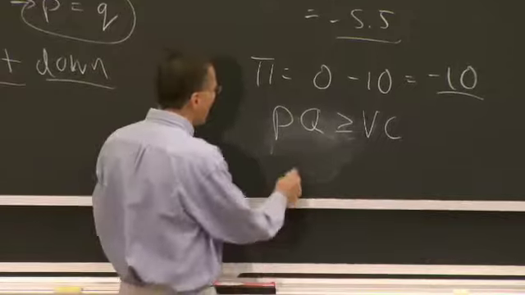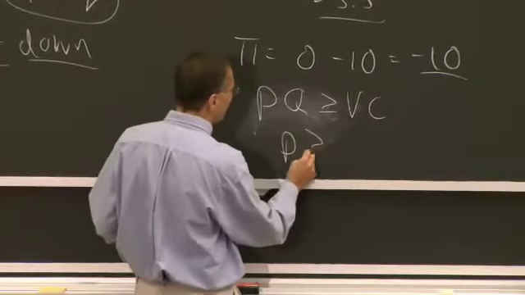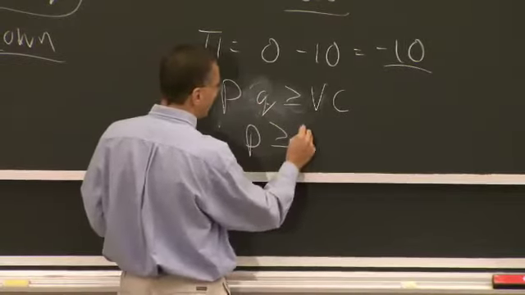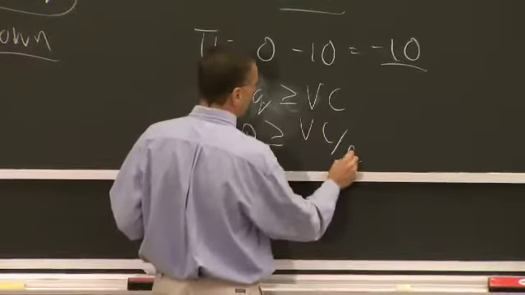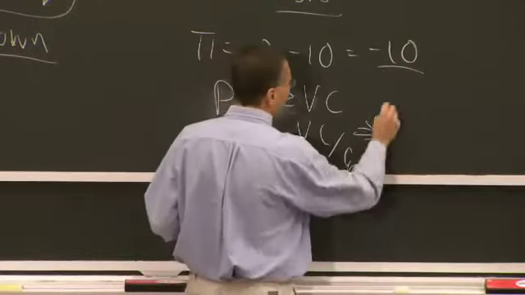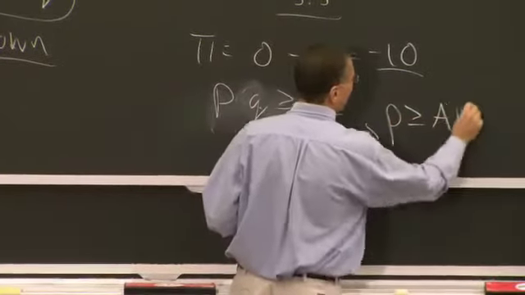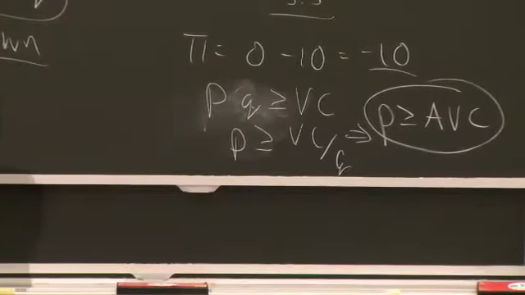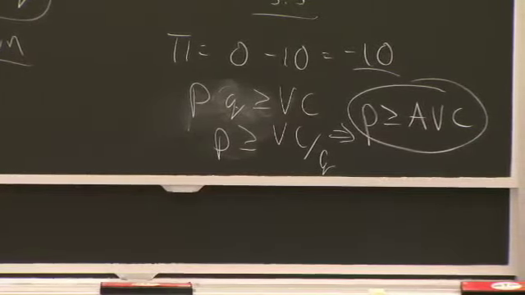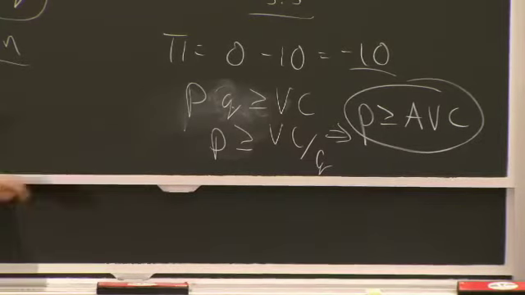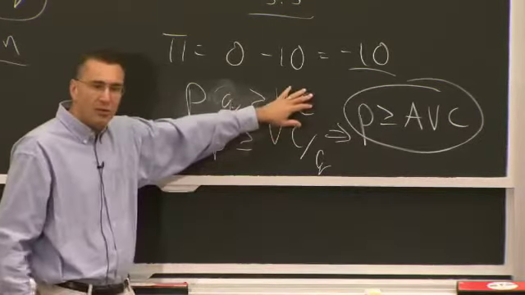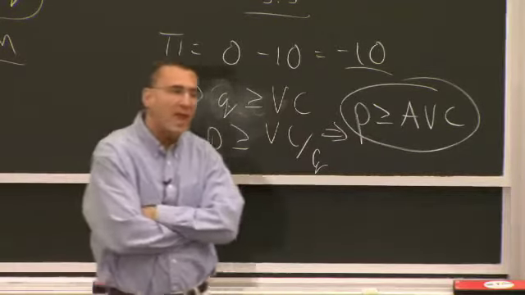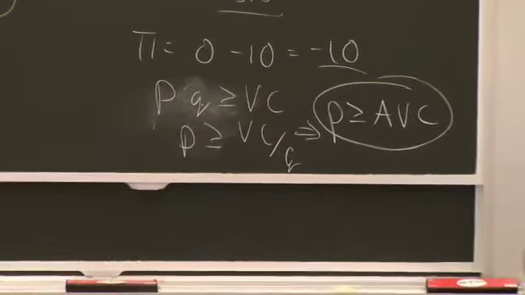And that means that it'll stay in business as long as its price is greater than or equal to, this should be a little q, sorry, this is just a firm, variable costs over quantity. As long as price is greater than or equal to average variable costs, it will stay in business. As long as its revenues cover its variable costs, it'll stay in business, and that's saying the same thing as its price being greater than or equal to its average variable costs.